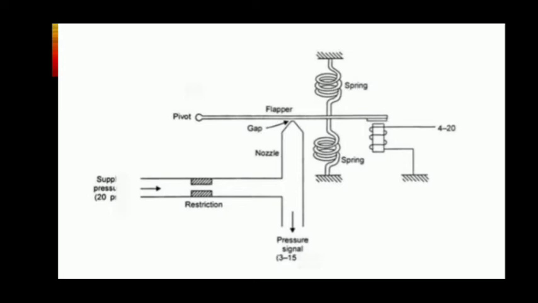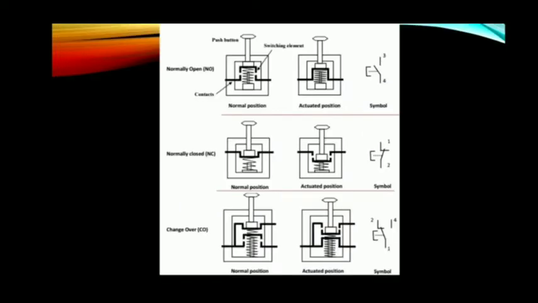7 basic electrical devices used in electro-pneumatic actuators are: manually actuated push-button switches, limit switches, pressure switches, solenoids, relays, timers, temperature switches. Push-button switches. A push-button is a switch used to close or open an electric control circuit.